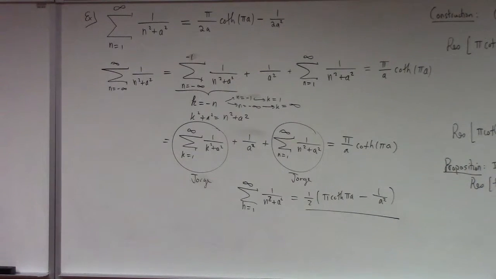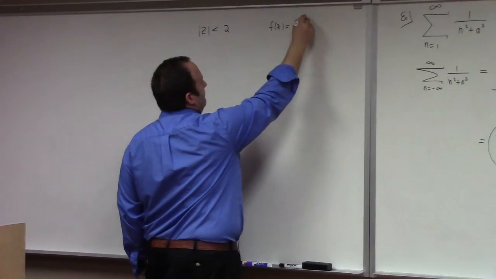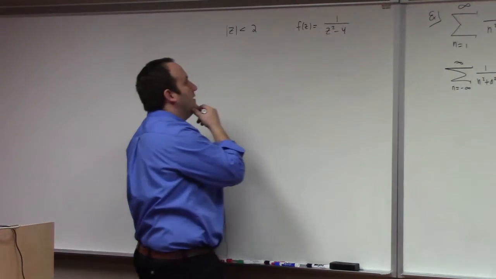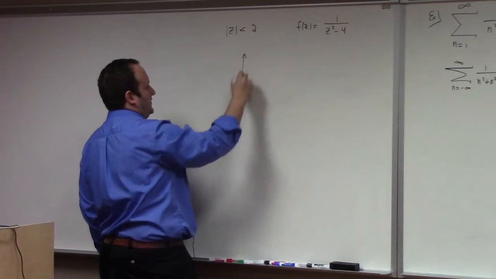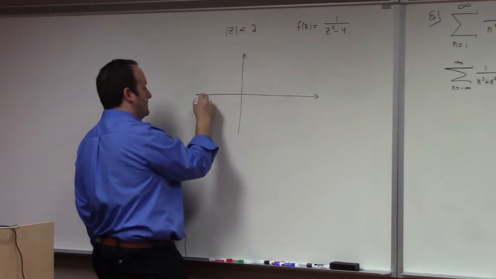I guess the question is about the function that I had. What was the function we were looking at? 1 over z squared minus 4. Okay. So let's see here. To give you a big picture of what's going on, we have singularities at plus or minus 2, right?